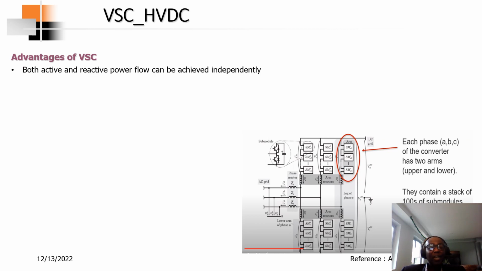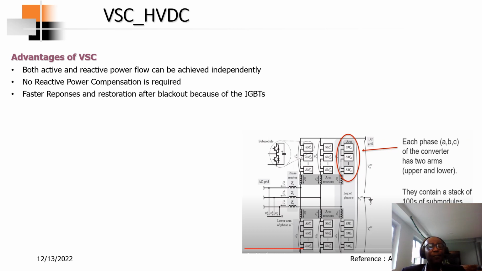Now, let's talk about the advantages of voltage source converters. Voltage source converters have the capability for both active and reactive power to be controlled independently. It does not require reactive power compensation as compared to current source converters. It has a faster response, and power restoration is very fast when a blackout occurs because of the fast response utilizing the IGBTs, insulated gate bipolar transistors.